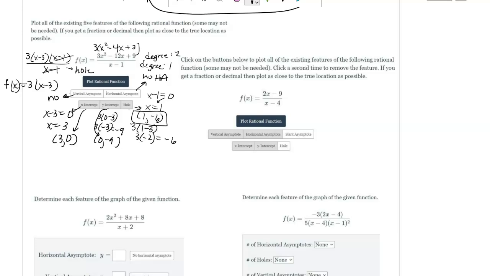So once you plot your x-intercept, your y-intercept, and your hole, then you're able to plot the rational function, and it should give you the correct answer. Now we're going to do this again. Now notice that this next option to the right offers a slant asymptote option, whereas the previous one did not. So that doesn't mean that you will need that, but it's there if you do.